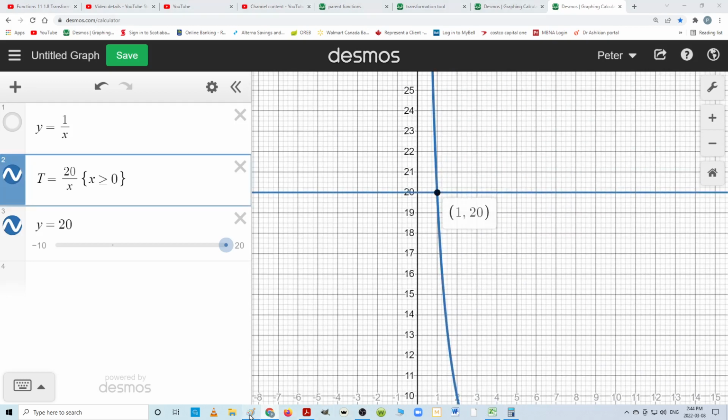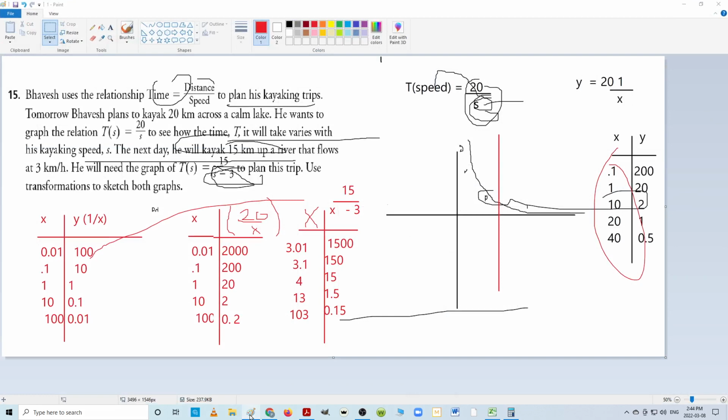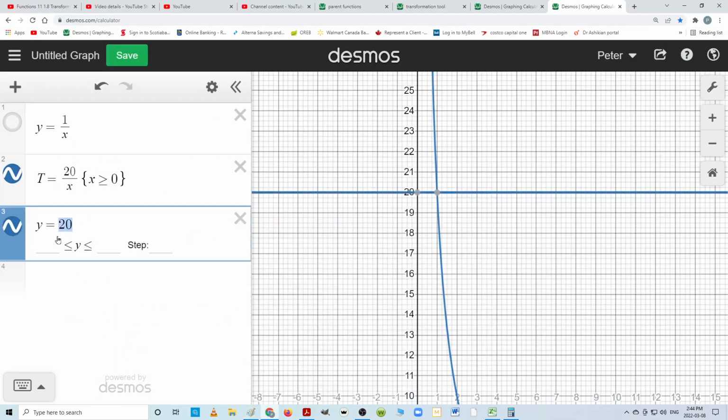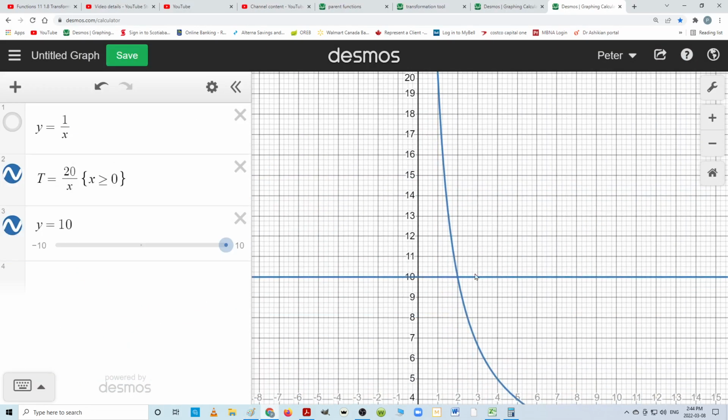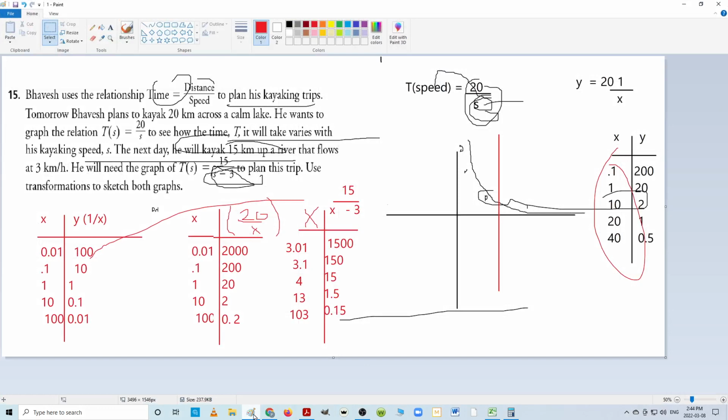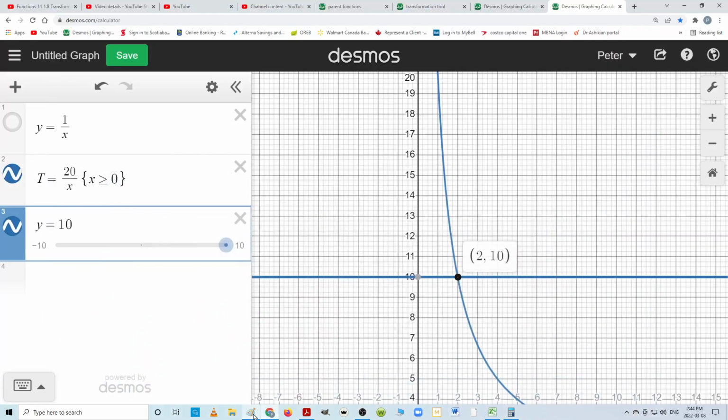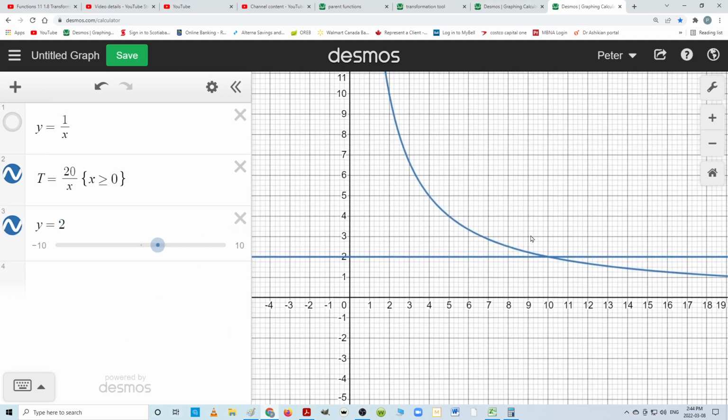One comma 20. Did we get it? Yeah. And y is equal to 10. We should see the point 2 comma 10, or 10 comma 2, or what did I get wrong there? Oh, I keep punching in the wrong thing, it should be y is equal to 2 there. There we go. 10 comma 2.